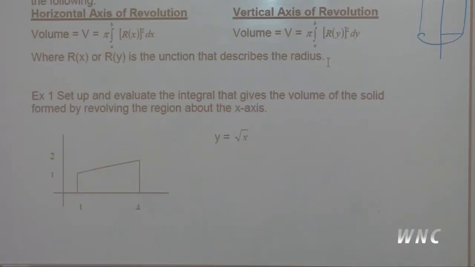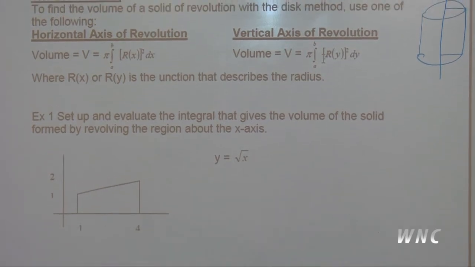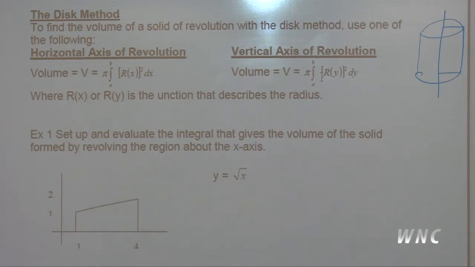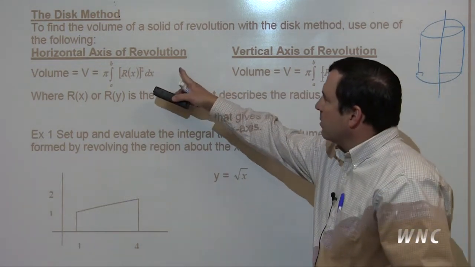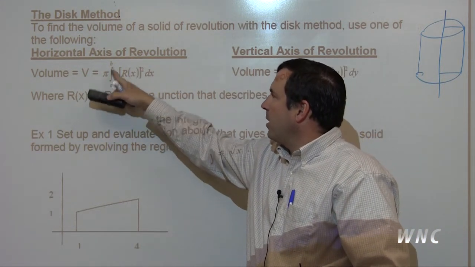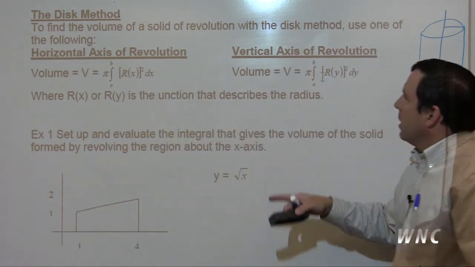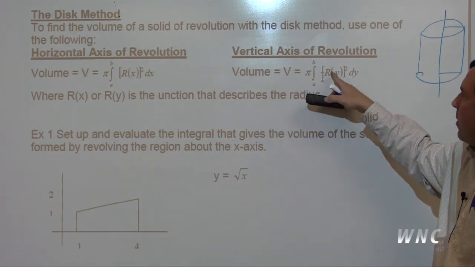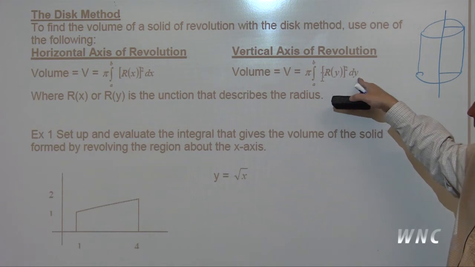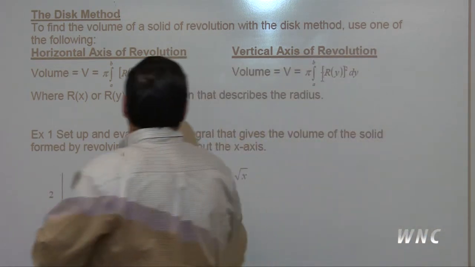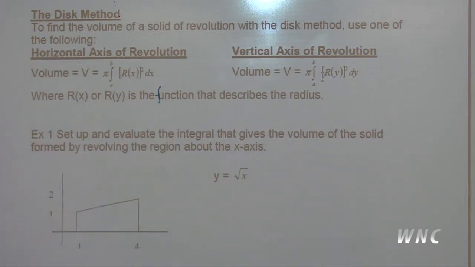The disk method. To find the volume of a solid of revolution, the disk method uses one of the following. If it's got a horizontal axis of revolution, the volume is pi times the integral from a to b of the radius squared, dx. If it's got a vertical axis, this is in terms of y instead: the volume is pi times the integral of the radius squared, dy, that's integrating vertically. Where r of x or r of y is the function that describes the radius.